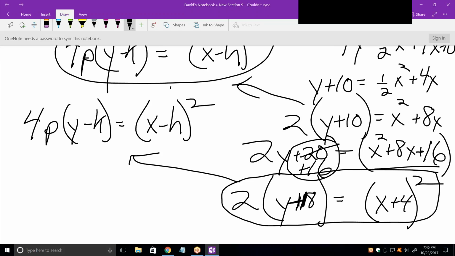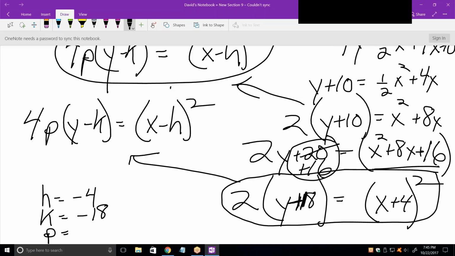Okay. Tell me what h and k are. What's h? Is h 4 or minus 4? Minus 4. Oh, okay, I got it. Minus a minus 4 in order to end up being x plus 4. So h has to be minus 4. What's k? And k is negative 18. Correct.